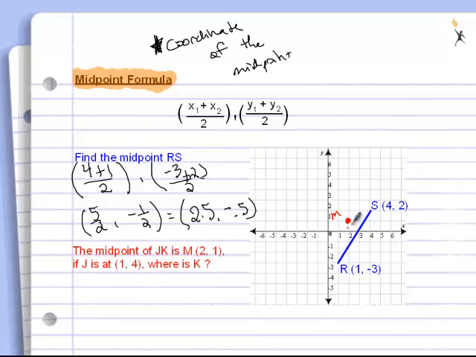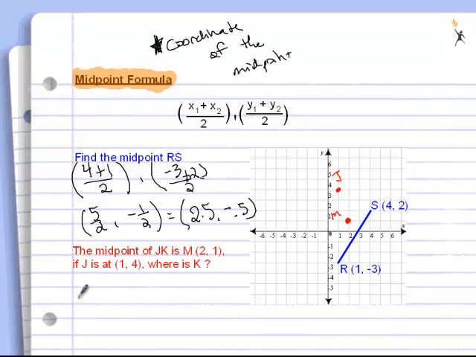If J is at 1, 4, then where is K? Well, K has got to be down here somewhere. And there are a couple different ways that you could do it. If you're imaginative enough, you can say, well, I'll take this distance and go that distance more. And I'll let you think about that. There's another way to do it using the formula and using algebra.